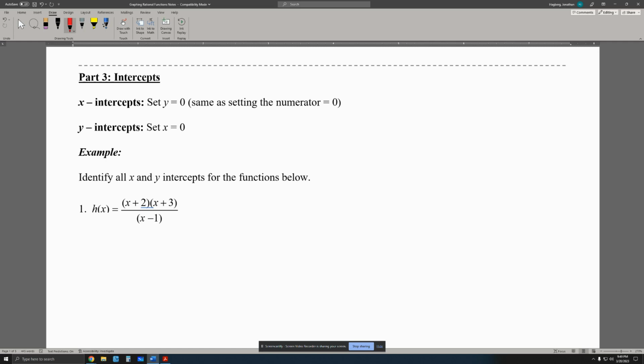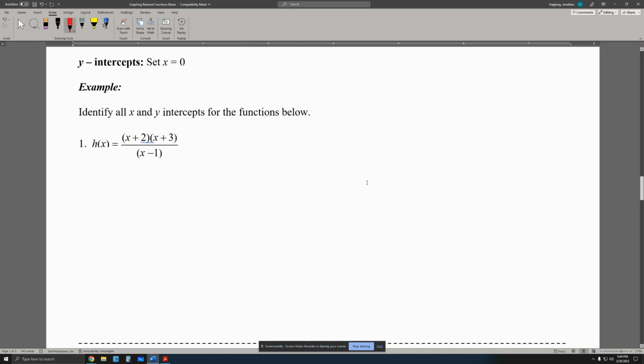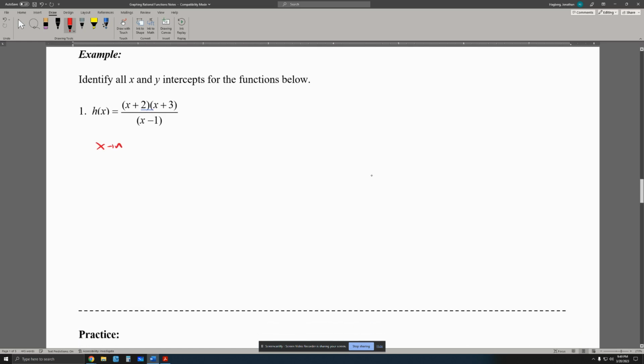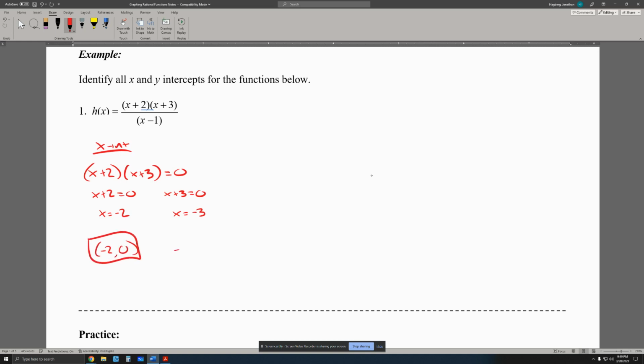For the y-intercept, just evaluate the function for x equals 0. Okay? So for h of x, let's go ahead and find x and y-intercepts. So we'll start with x-intercepts. So remember, that's where y equals 0 or where the numerator equals 0. So we're saying where the quantity x plus 2 times the quantity x plus 3 equals 0. So then we have x plus 2 equals 0 and x plus 3 equals 0. So we get x equals negative 2 and x equals negative 3. So as ordered pairs, we have the x-intercepts negative 2, 0 and negative 3, 0. We have two x-intercepts here.